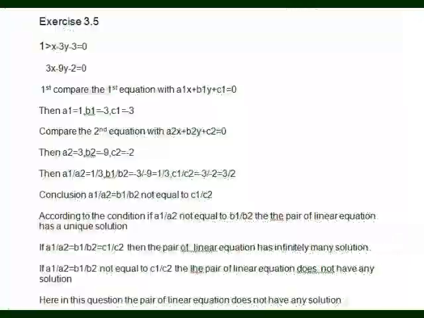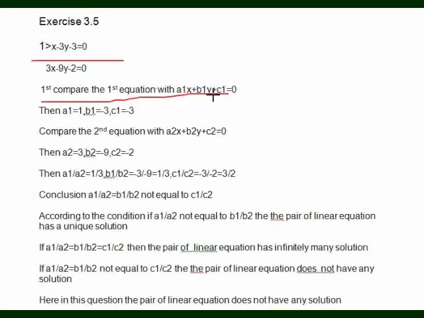So in this question, first you have to compare the first equation with a1x plus b1y plus c1. Okay, so a1 is the coefficient of x, b1 is the coefficient of y, and c1 is the constant term. So in this equation, what is the coefficient of x? That is 1. So a1 is 1. What is the coefficient of y? It is minus 3. So b1 is minus 3 and c1 is the constant term, that is minus 3.